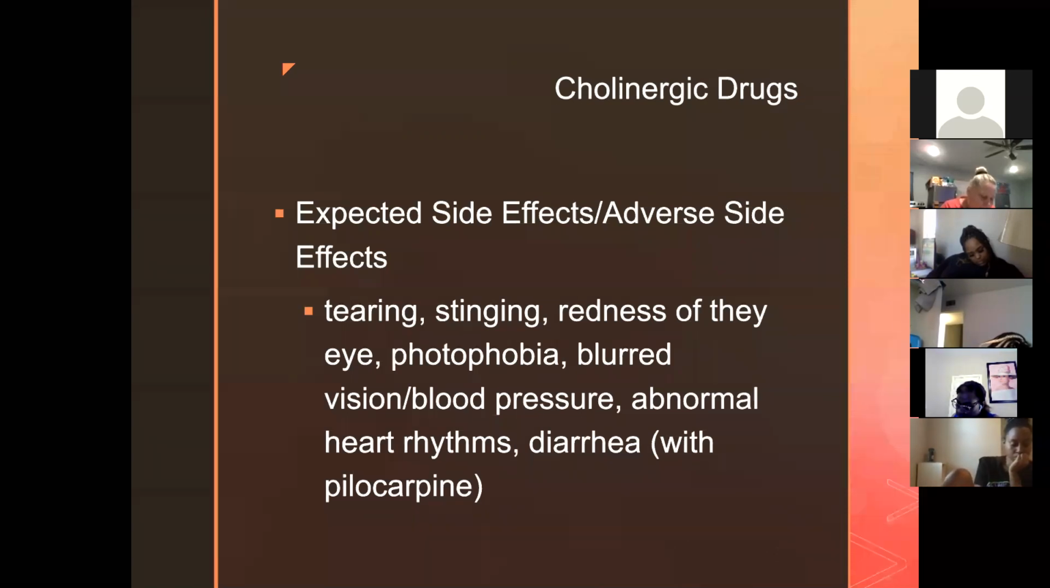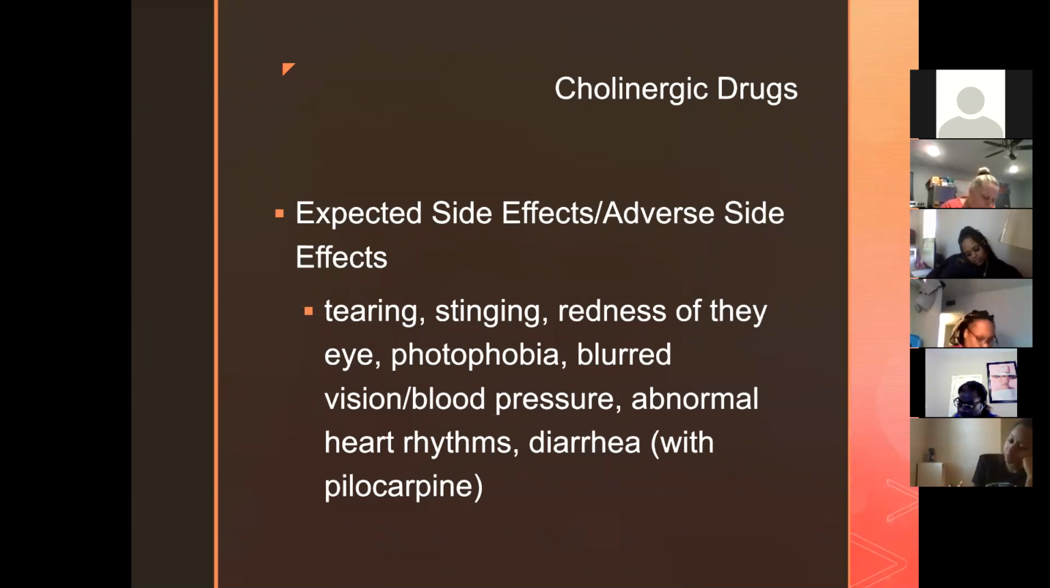Usually glaucoma affects older people. So remember, with older people, diarrhea can be an emergency because it can dehydrate them very easily. All right, so if your patient is taking this pilocarpine, make sure that they are notified if they start to have diarrhea. That's not a side effect that we want to see for them.